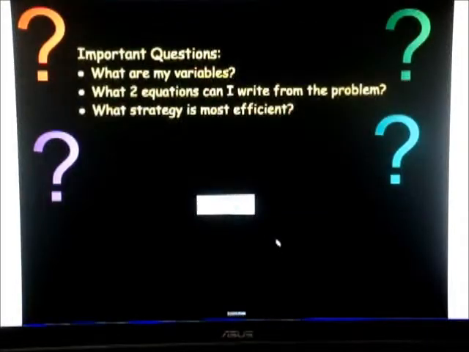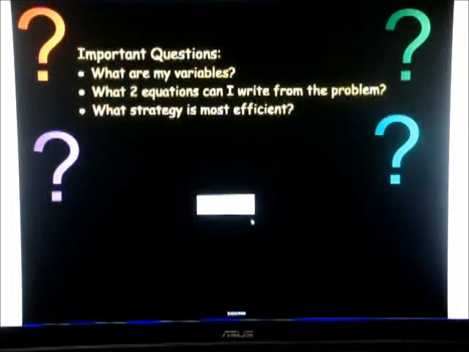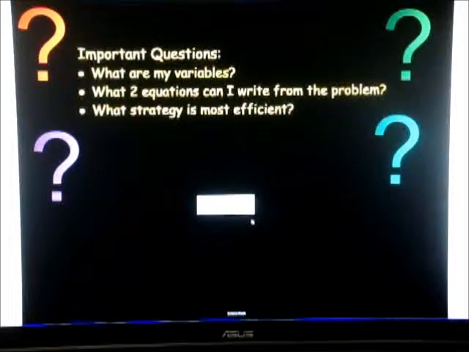Actually, excuse me, before Example 1, there are 3 important questions to answer, and the first 2 bullets I will address first, and the third bullet I will address later. It's always what are my variables and what are the 2 equations that I can write. But it's also important to know what strategy is most efficient. Remember, substitution is very efficient when you can get a variable isolated by itself, and elimination is efficient when both equations are written in standard form.